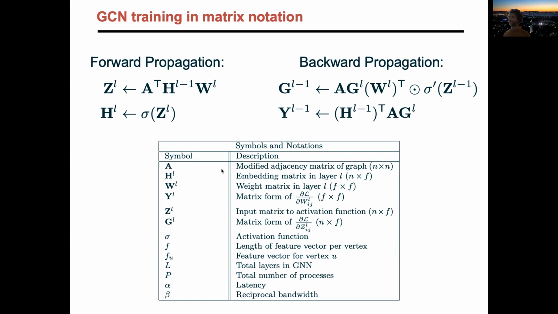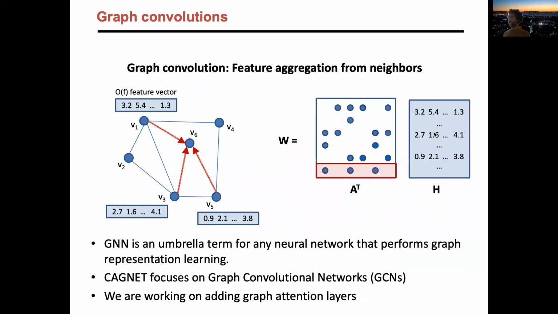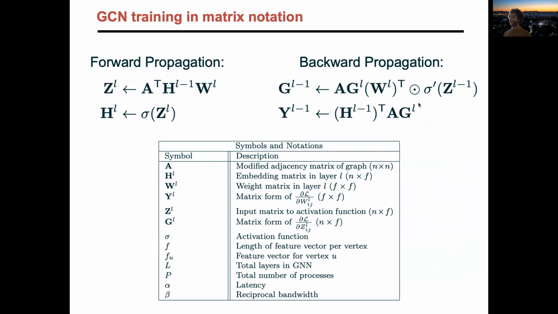And the symbol table describes all these things. Don't get discouraged by it. I'm going to explain whatever is needed. A is a sparse matrix that represents the graph. H is the embeddings that we have defined, just like shown here, a dense, tall, skinny matrix. W is a very small matrix that is F by F, the feature by feature length, and it can be different when you're transferring between layers. And G is the derivatives of H, so it's the same size as H, different shape potentially. And that's all.